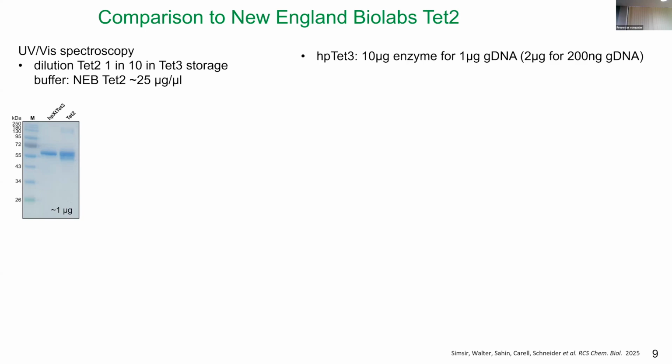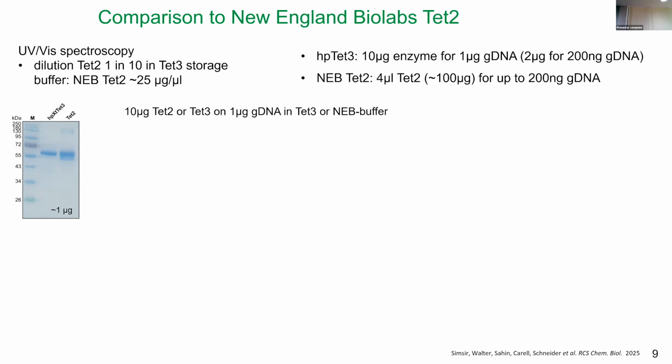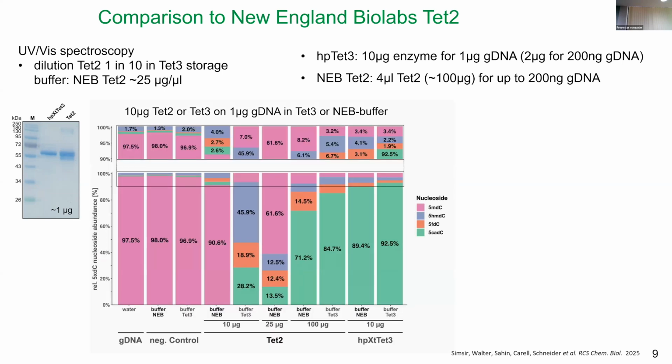So usually we use around 10 micrograms of our Tet enzyme to treat 1 microgram of genomic DNA. NEB uses 4 microliters. This is then roughly 100 micrograms for up to 200 nanograms of genomic DNA, meaning there is about a factor of 50. We first set out and said, well, let's take the Tet2 and use it under our reaction conditions, and also in the buffer they sell, which we don't know the composition of.